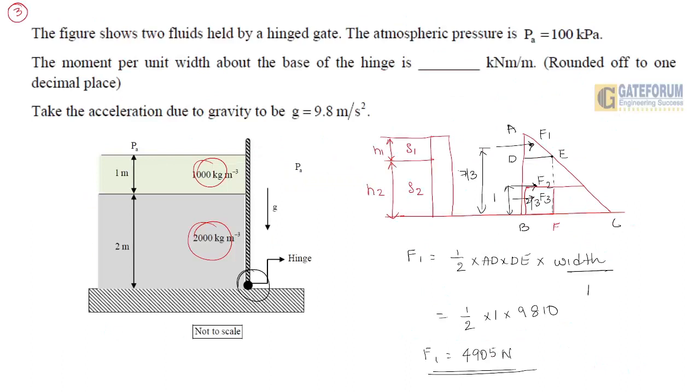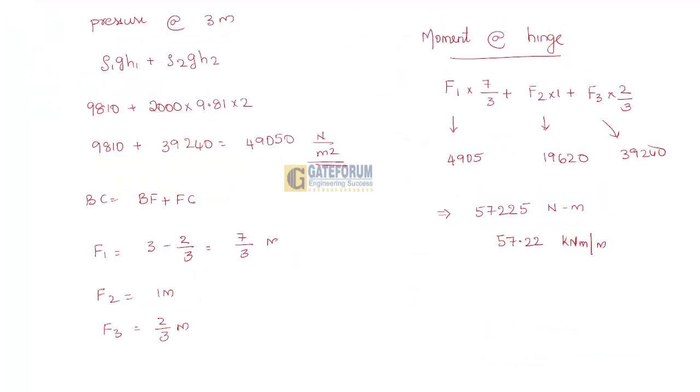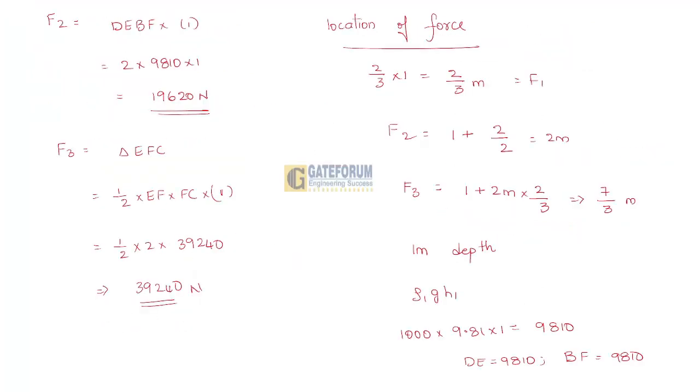So here you will be having around 57.22. Got it? So this will be your answer for the given question. Moving to the next question.